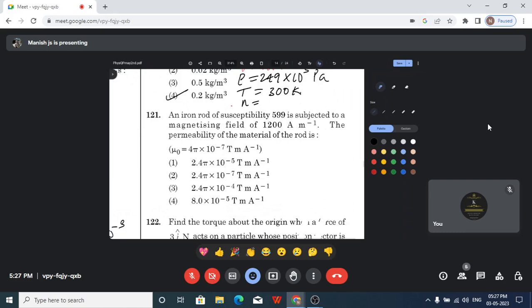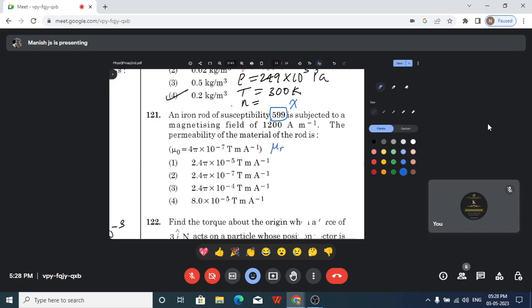You take mu naught as 4 pi into 10 power minus 7. So what can we do? What relation can we use here? What is 599? Susceptibility. Susceptibility is given by this symbol, which they call chi, pronounced as chi. So chi is 599. That is specified here. And magnetizing field is also given. So what is the relationship?